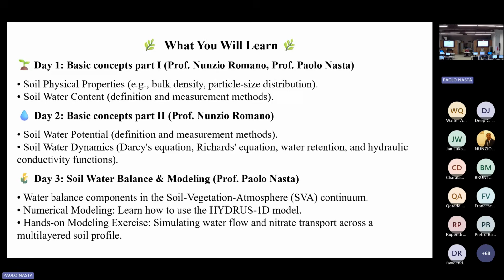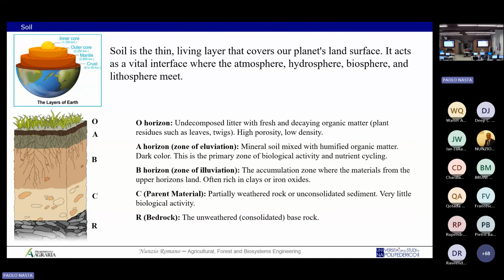Okay, now in the first part, I will be presenting the definition of soil, the soil properties, and, let's say, the importance of the solid phase in the soil. And then Nunzio will take the lead to present the liquid phase, so the importance of the liquid phase in soil hydrology, and so on, as outlined in the presentation.